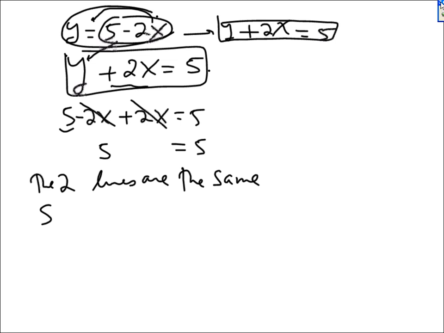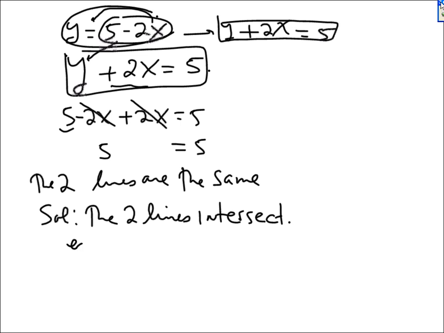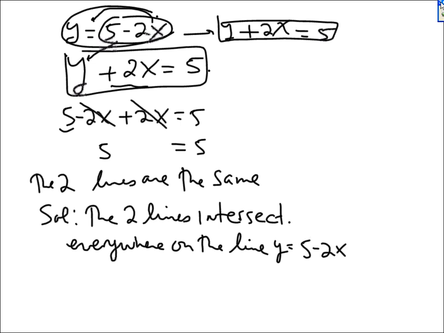So the solution is the two lines intersect. Keep in mind that's what we're looking for. Where do the two lines intersect? The two lines intersect everywhere on the line, and you give the equation of the line. Any one of those two equations will be fine. Y is equal to 5 minus 2x, or you could have said y plus 2x is equal to 5.